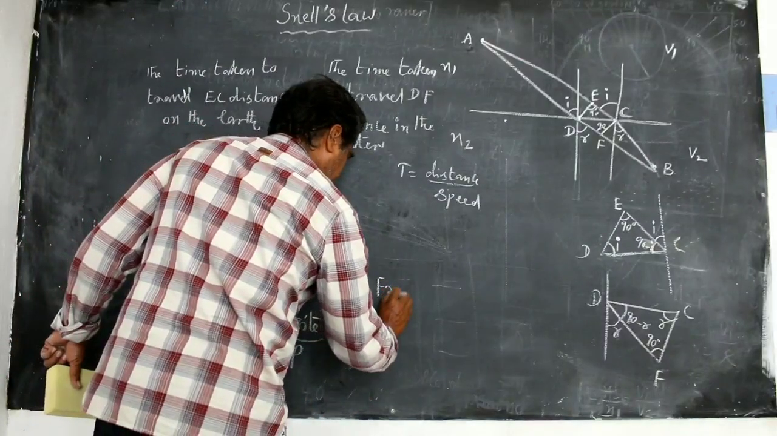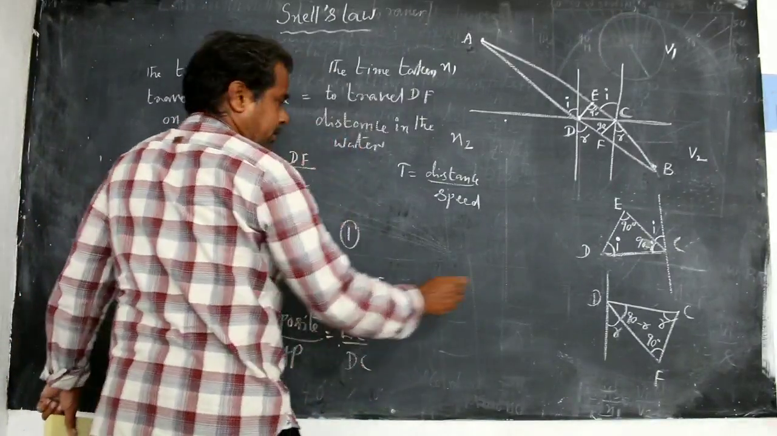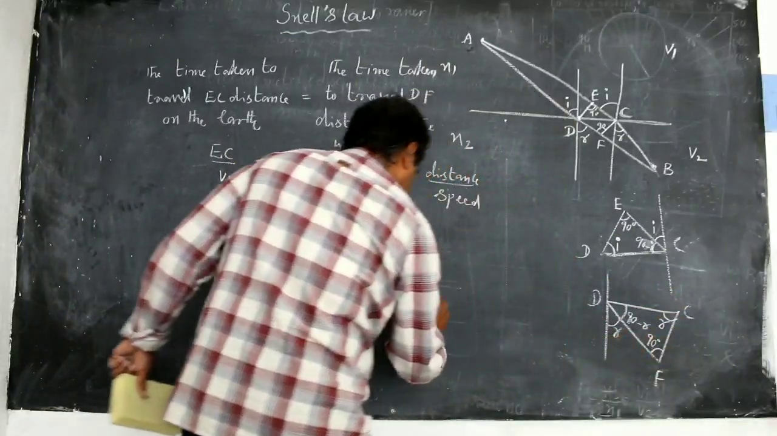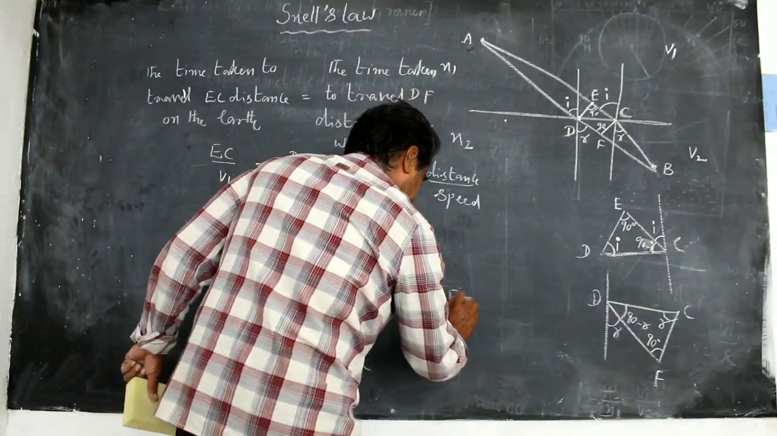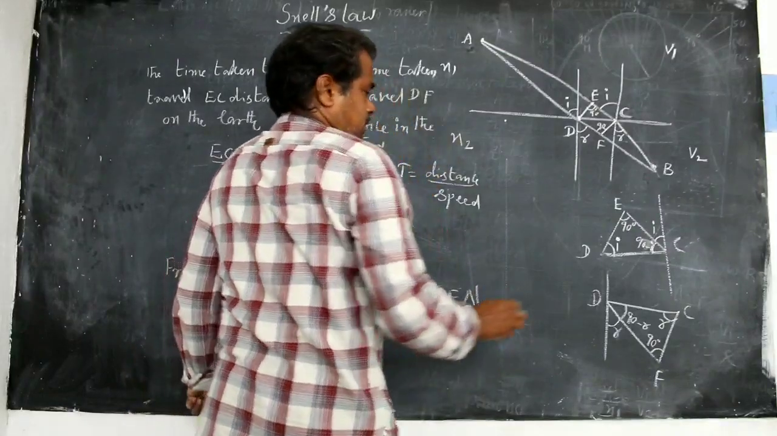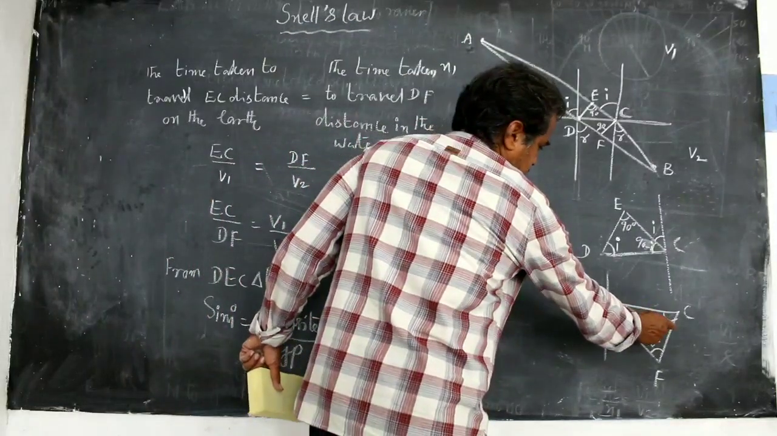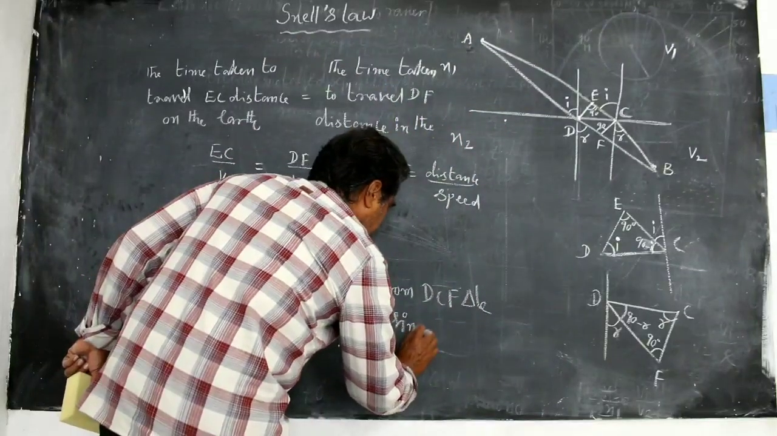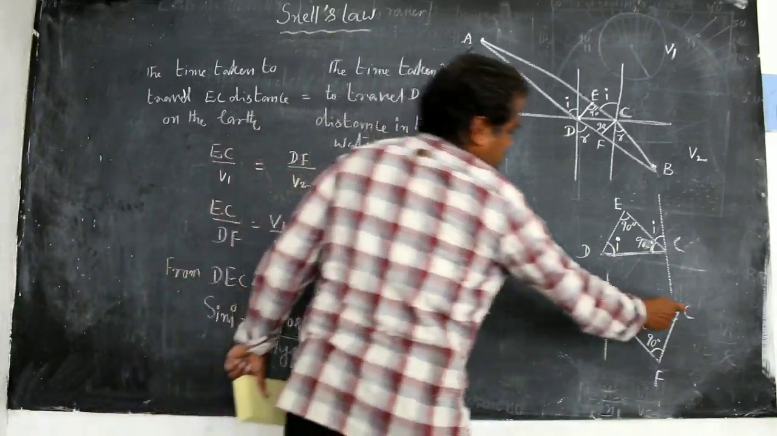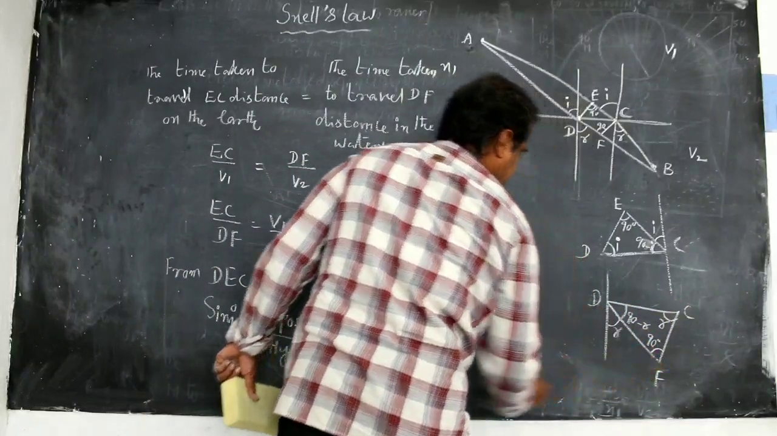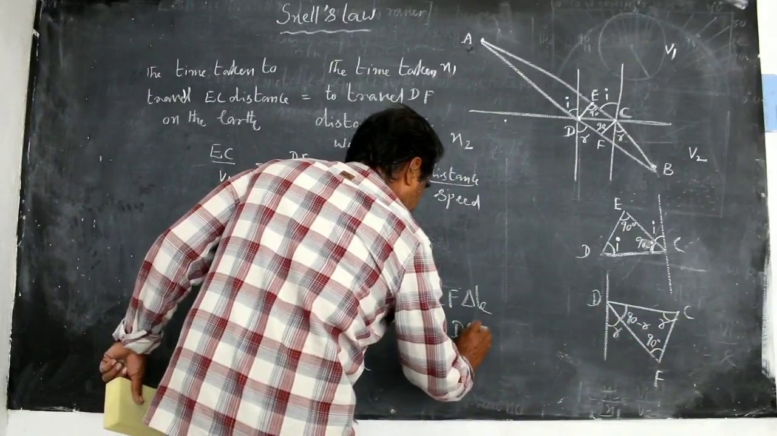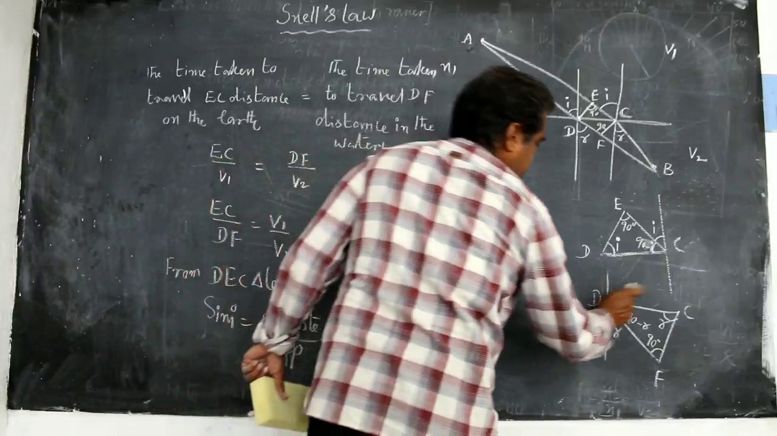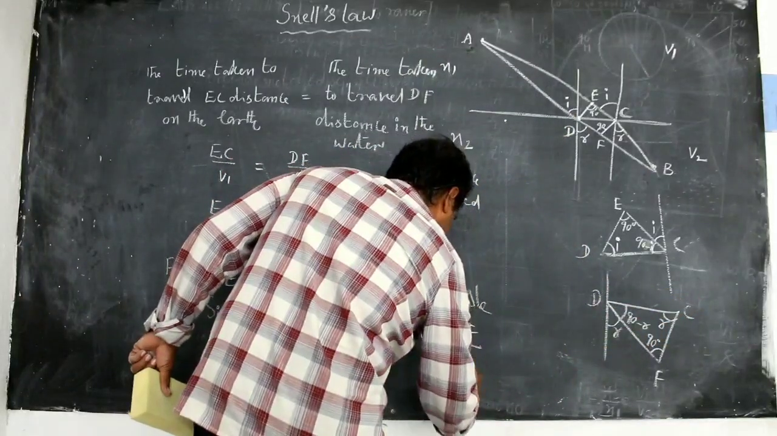Again, from one more triangle, the DCF triangle, here also we have to find the sin R ratio. Sin R is the opposite side DF divided by the hypotenuse DC.